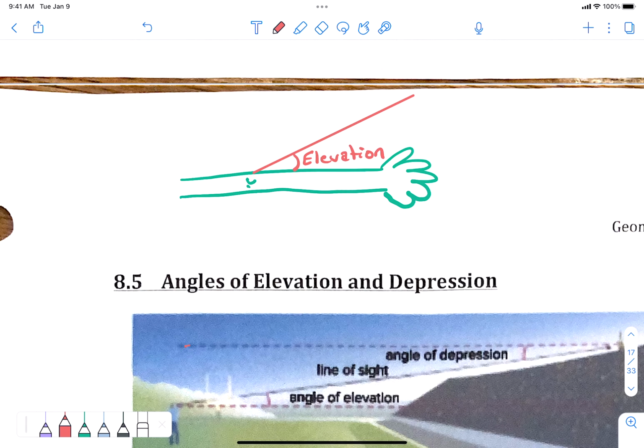So elevation is from the horizontal up, okay? Now if I tell you to take that same arm, go back to horizontal, and to depress your arm, you're going down. So an angle of depression. This is an angle of depression, okay?